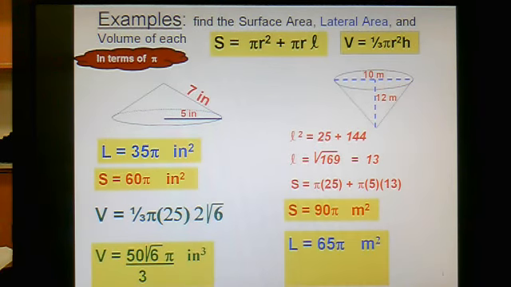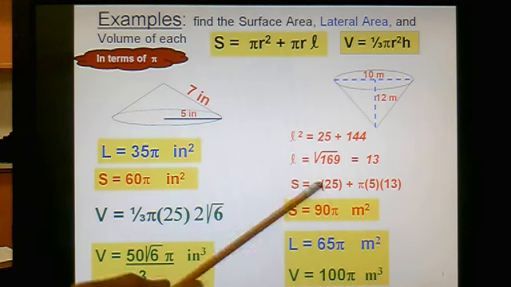And again, I'm breaking this apart. The lateral area, that's from up here, was 65 pi. And the volume ends up being 100 pi. If you get 300 pi, it's because you forgot to divide by 3. And if you get 314, it's because you didn't leave pi out of your answer. So again, I like to multiply by pi, but you're going to see both formats.